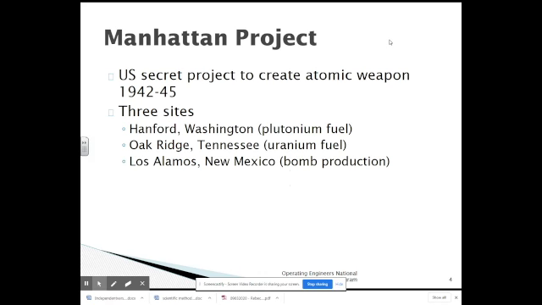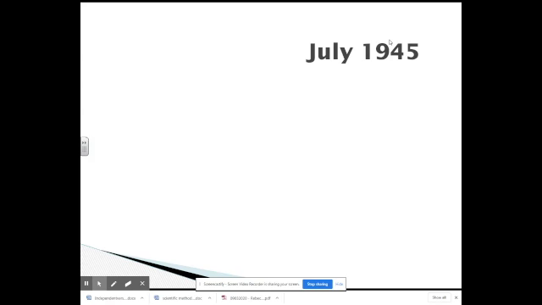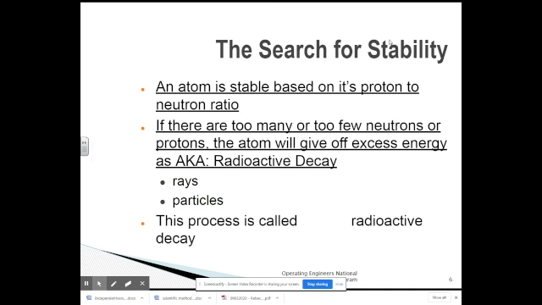The Manhattan Project, which actually happened in Oak Ridge, was a secret project to create the atomic weapon. There was a site in Hanford, Washington, where they made the plutonium fuel, Oak Ridge, where they made the uranium fuel, and then Los Alamos is actually where they put the two together and made the bomb. So in July 1945, this happened, and it was a lot of radiation that we're going to cover throughout this entire unit. What happened, what causes it, all that good stuff.